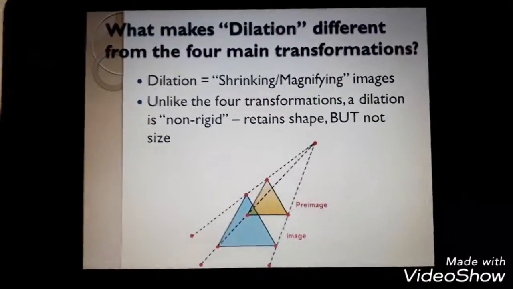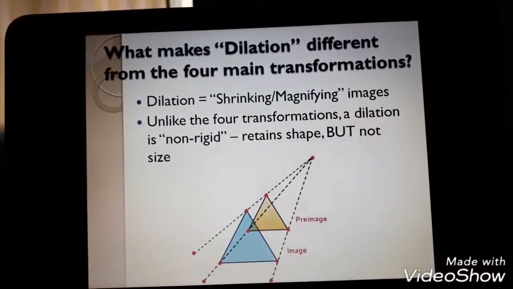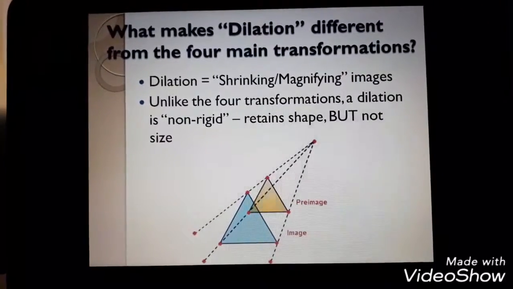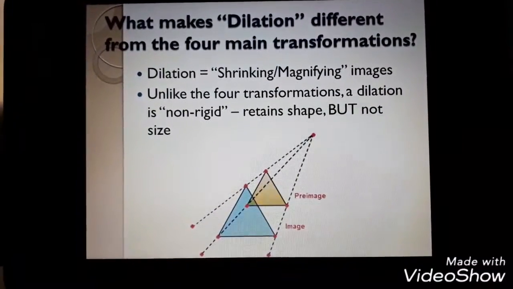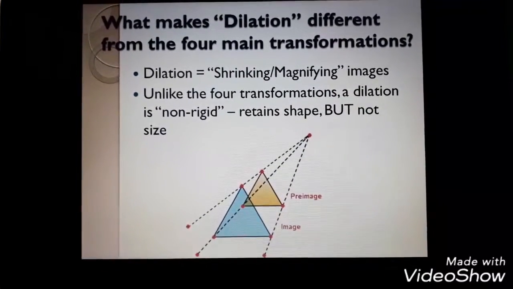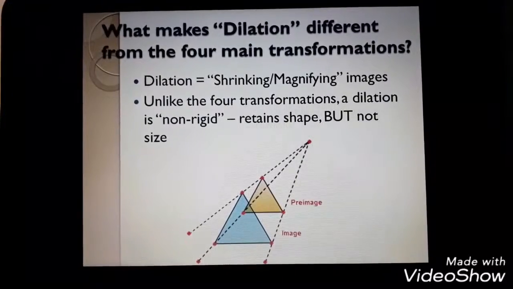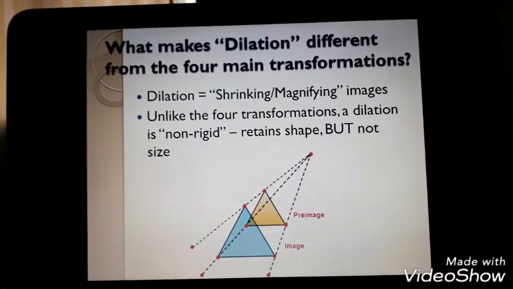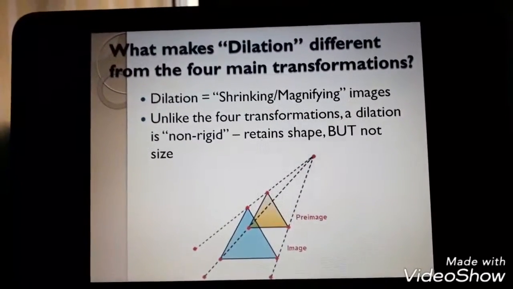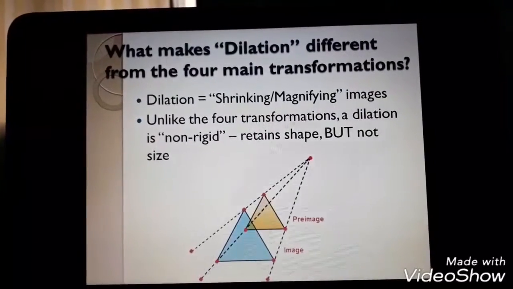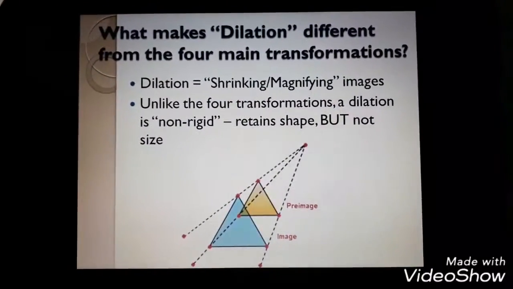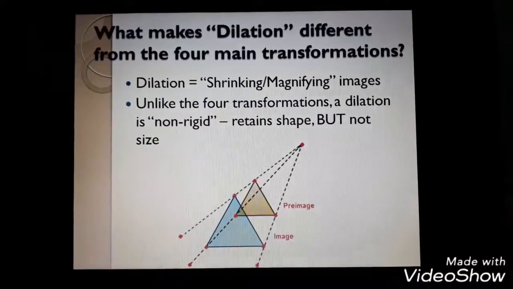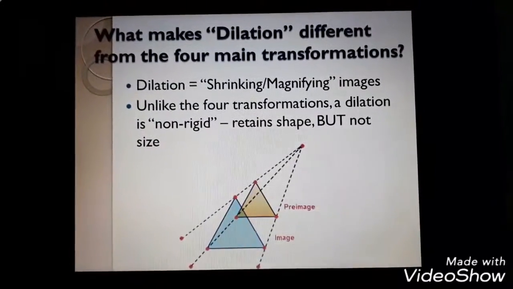Now there's a special kind of transformation in geometry, aside from the main four, called a dilation. What makes dilation different from the four main transformations, however, is that a dilation pertains to the shrinking or magnifying of an image. Meaning to say, unlike the other transformations, it's non-rigid because even though it retains the same shape when it performs its transformation, the size of the figure changes, so it cannot qualify as a rigid transformation in this case.